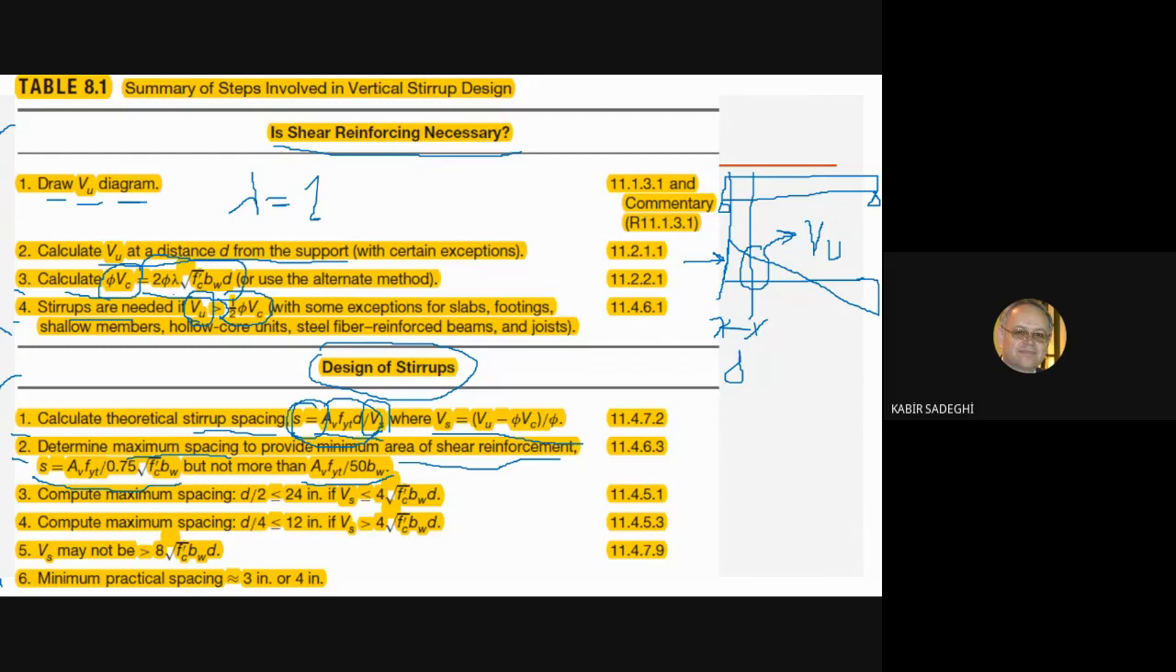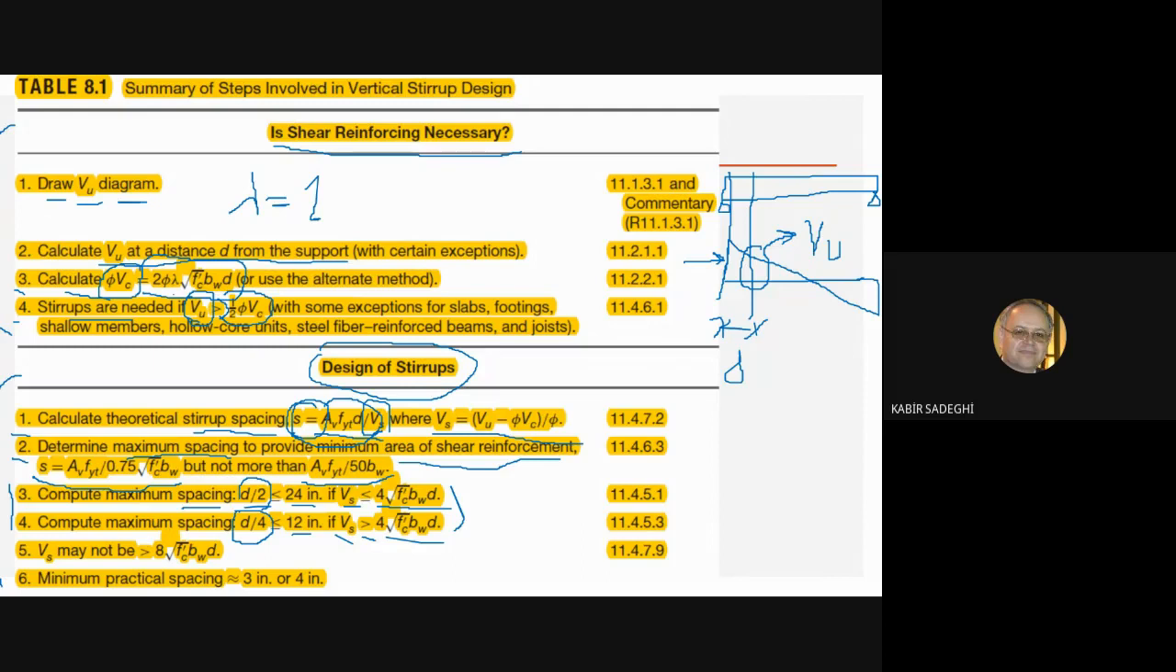And then it's not finished. We calculate another spacing, which should not be greater than D over 2 or 24 inches, if the S is less than this value. Another similar condition may happen. Instead of D over 2, we consider S max as D over 4 when the S this time is greater than this value. Therefore, these two conditions are different. In one, the S is less than that value. In the other, the S is greater than the value.